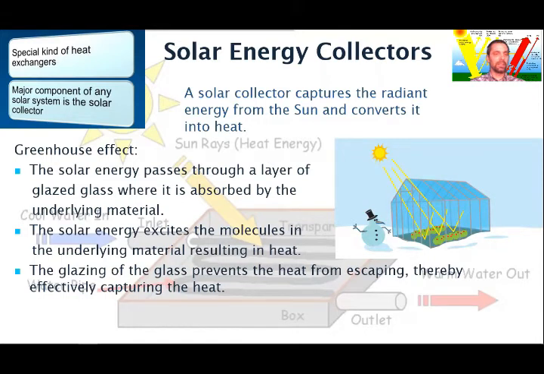The basic idea is that the solar energy passes through a layer of glazed glass where it is absorbed by the underlying material. So solar energy excites the molecules in the underlying material, resulting in heat. The glazing of the glass prevents the heat from escaping, thereby effectively capturing the heat, like what happens in the Earth's atmosphere. Once the heat is captured, we can put it to good use, but in order to use it, you first need to understand some of the basic principles of heat.